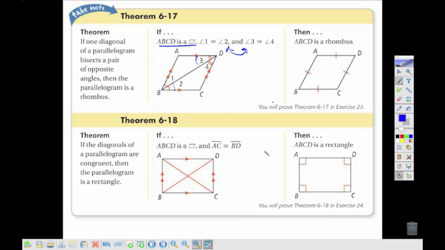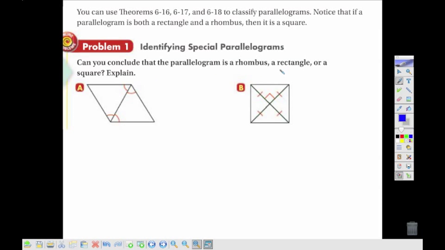Okay, and the one down below, if it's a parallelogram, so everything's parallel, and we know the diagonals are congruent, AC, BD, then it has to be a rectangle. So we want to see if it's a rhombus, rectangle, or square. Now, first of all, they tell us this is a parallelogram, and that's important.